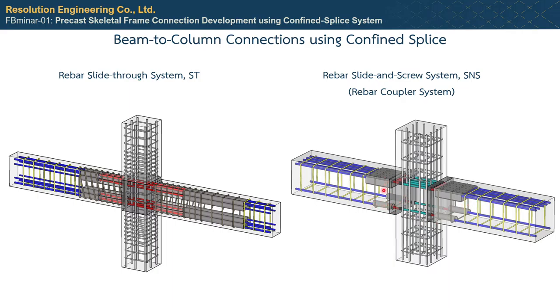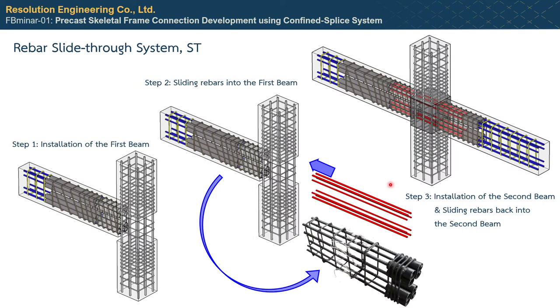So it is a combination of the rectangular confinement and the tube confinement. Zoom into the ST system. The first step is to put this one beam with a general space for the rebar to hide inside. Then slide the rebar in such that the extent of the rebar is just at the face of this column. It will not obstruct the installation of another beam later, so it will be flush at the column face.